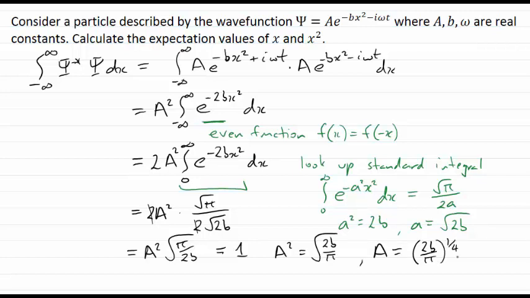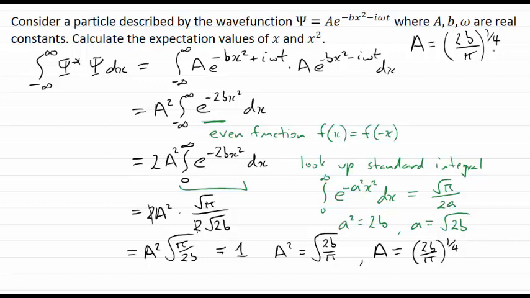And that might be a useful thing to keep in mind. That's my normalized value for capital A in my wave function here. So I might just write it up the top here, because I'm going to be doing some more calculations in a minute. I might need to keep that in mind. Capital A here is 2b divided by pi, all raised to the power of 1/4.